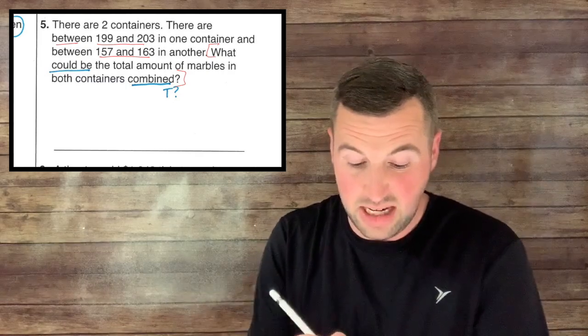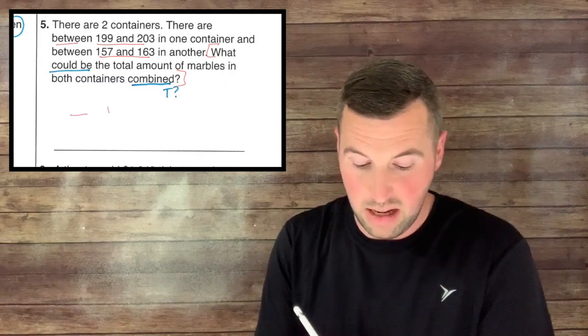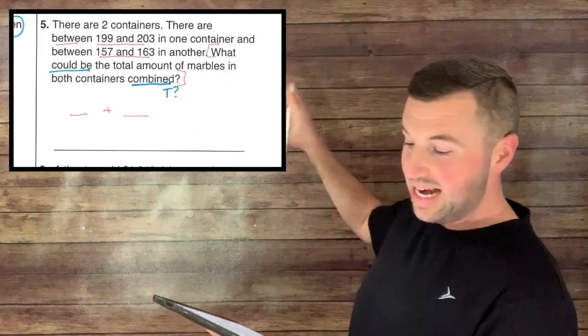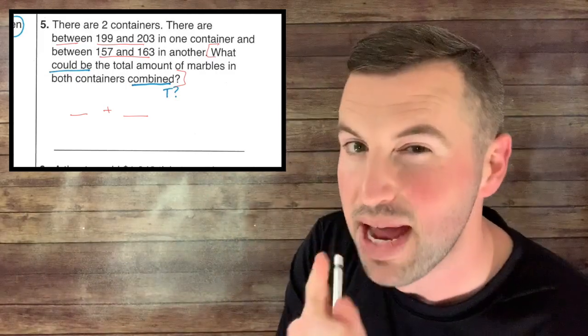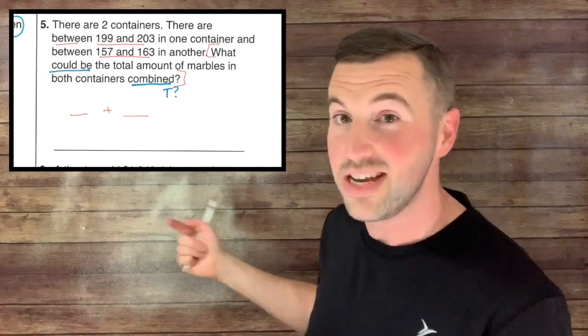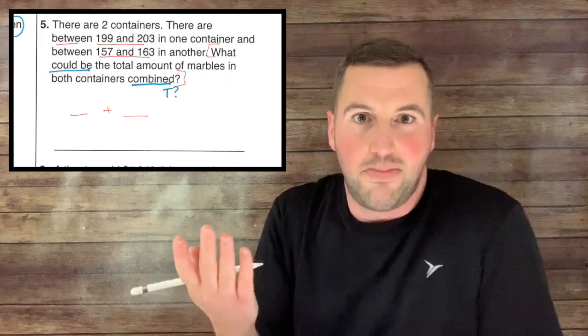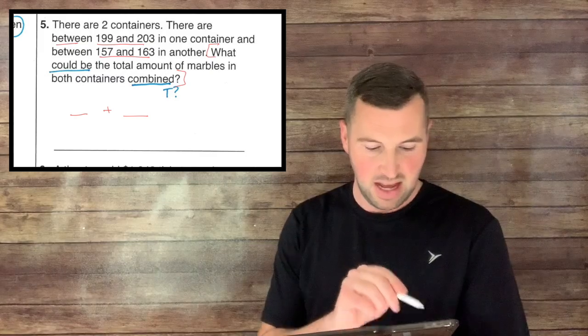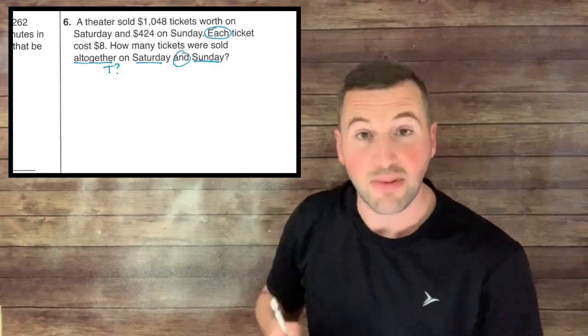It literally means you just need to pick a number and a number, but they have to be between 199 and 203, which means, can you pick 199? Can you pick 203? Can you pick 157? No, it has to be between them. So literally just pick 2. What could be the total? You tell me.